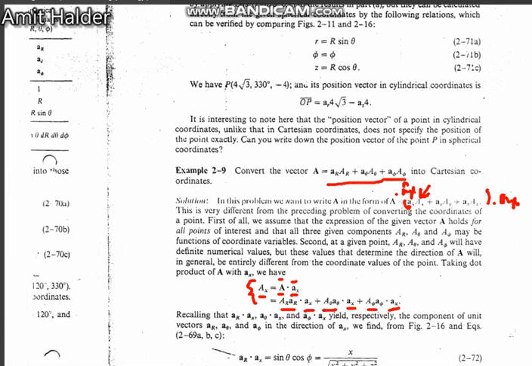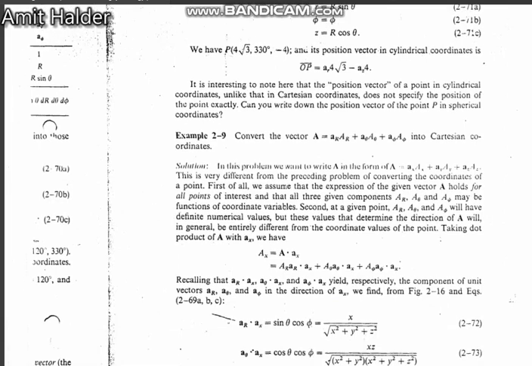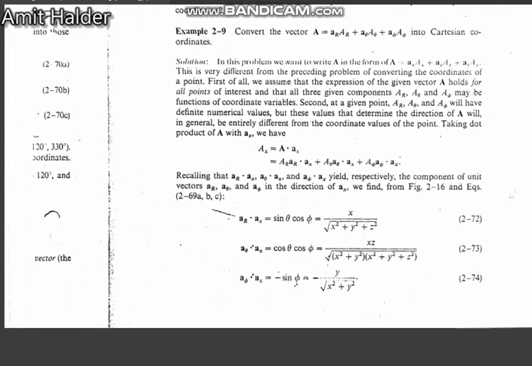So, recalling that A dot ax, ar dot ax, a theta dot ax and a phi dot ax yield respectively the components of the unit vectors ar, a theta and a phi in the direction of x, we find that the equations could be like that.